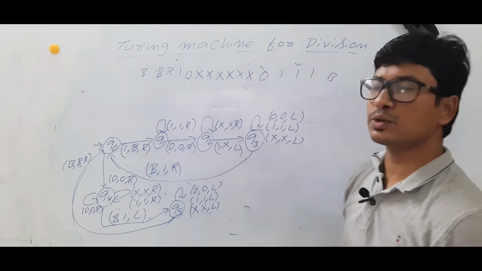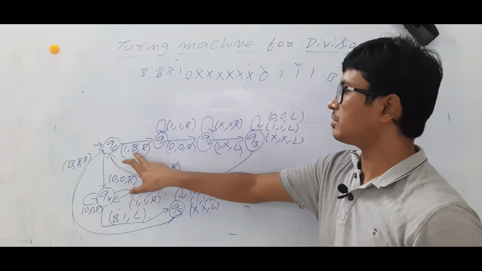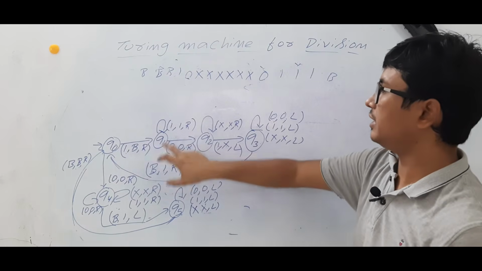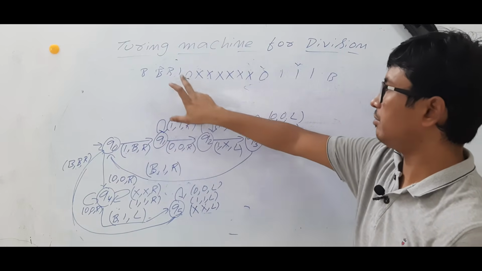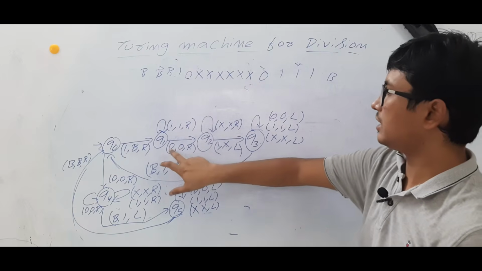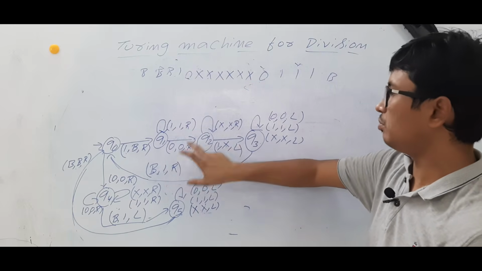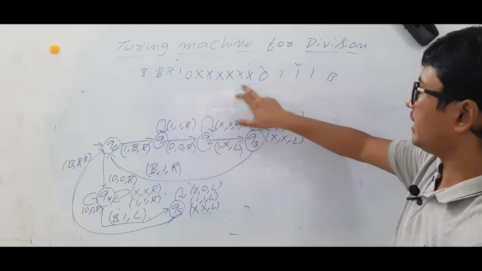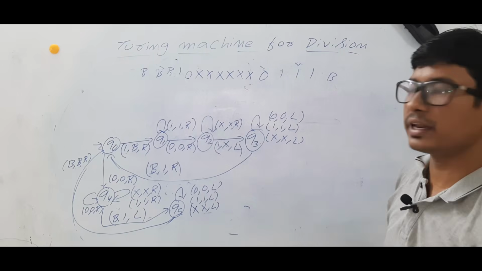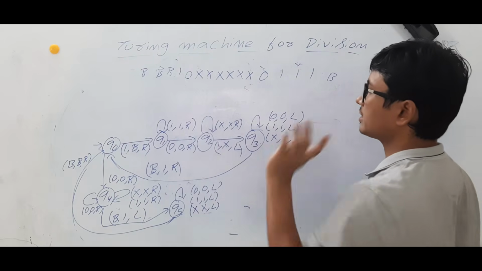Blank, I modified it as a 1, move to the right. Now any number of ones, I will make it as 1, move to the right. If I get a 0, I will keep it as 0, move to the right. All the x's, make it as x, move to the right. It's good, all the x's are done.